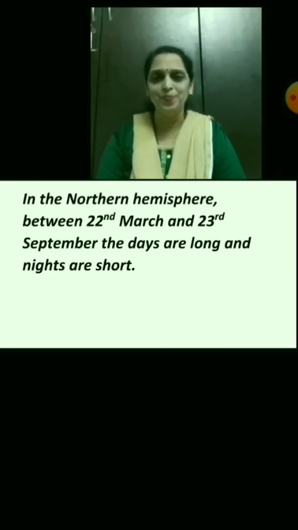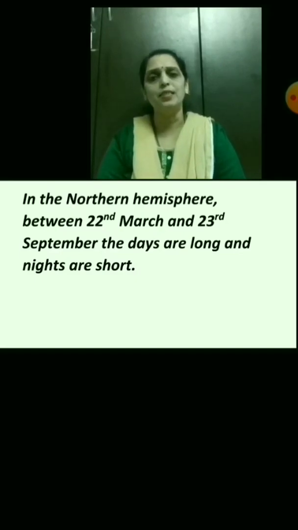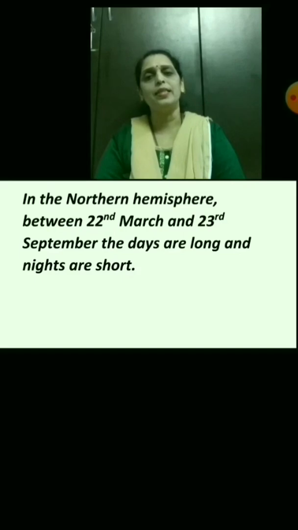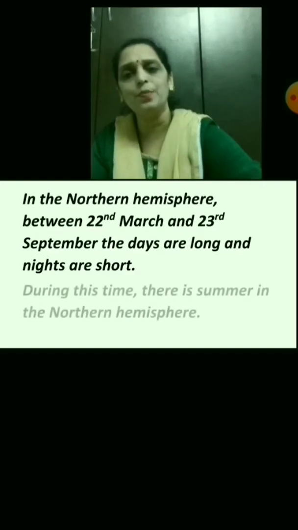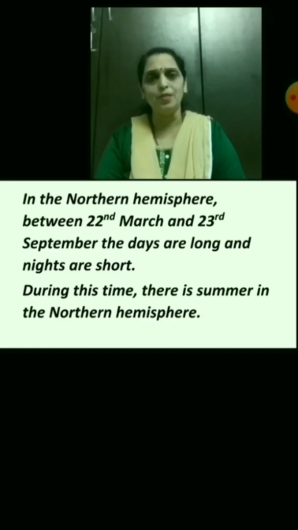Now the next one. In the northern hemisphere, between 22nd March and 23rd September, the days are long and the nights are short. When are the days long and nights short in the northern hemisphere? Yes, between 22nd March and 23rd September. Next point. During this time, there is summer in the northern hemisphere. So therefore, there is summer in the northern hemisphere.